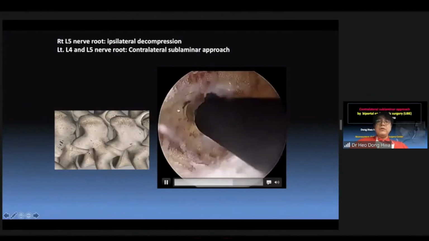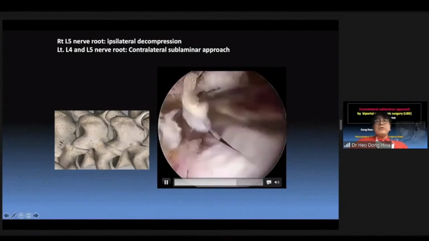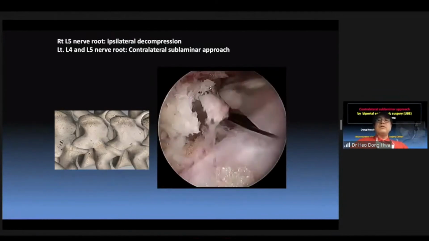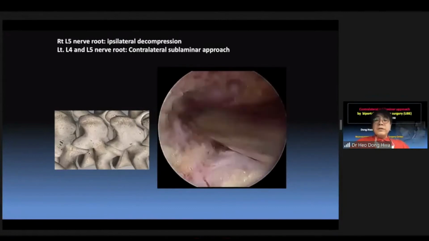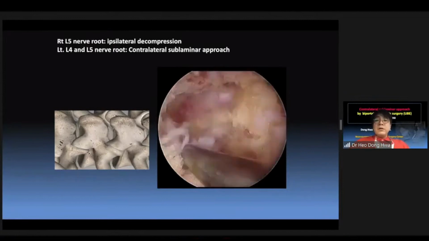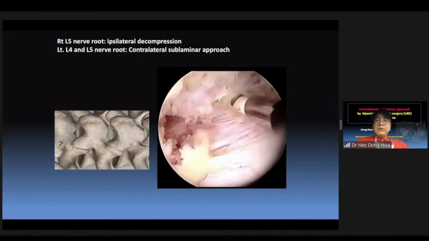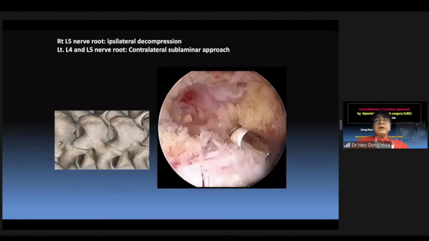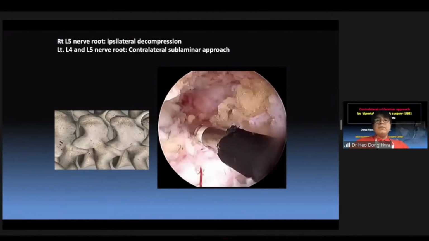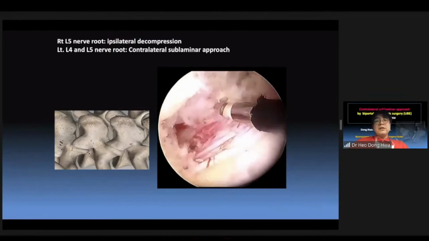And this portion is the tip of the SAP. SAP tip is a very important landmark. And also I remove the tip of the SAP and the contralateral foraminal ligament. And now I decompress more laterally. L5 root, L4 knob root, left side, decompressed. L4, L5 knob root, left side.